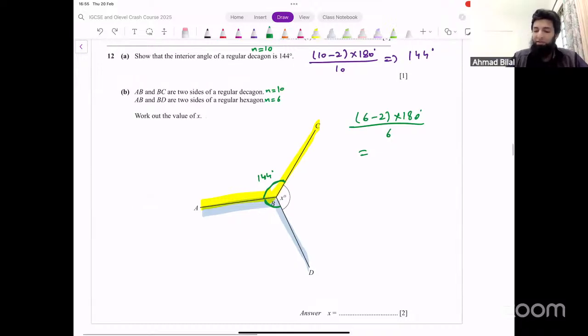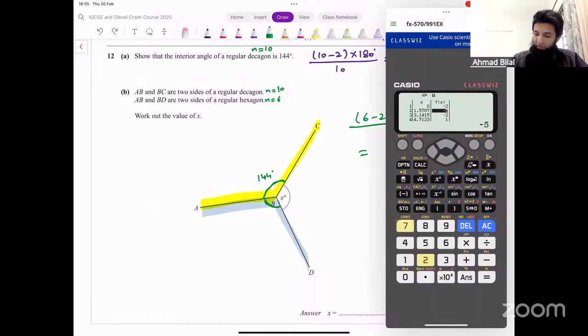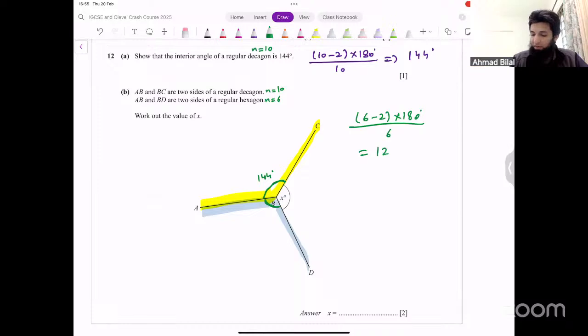Let's see what that turns out to be. 4 times 180, that is 720. 720 over 6. Let me just do that quickly here. This is calculator paper, save time. 720 over 6, that's 120. That means this angle here is 120.